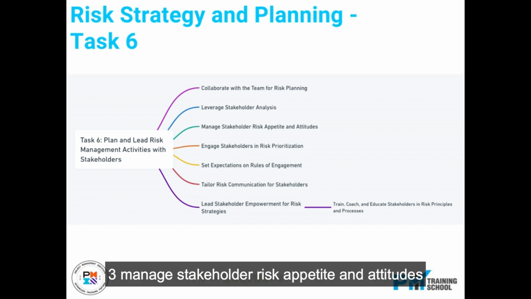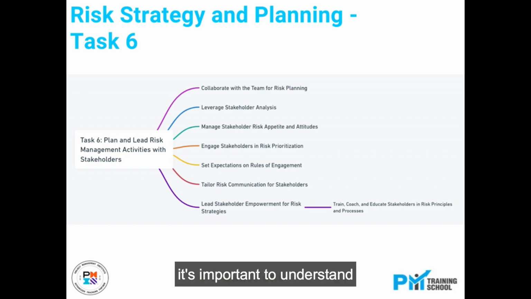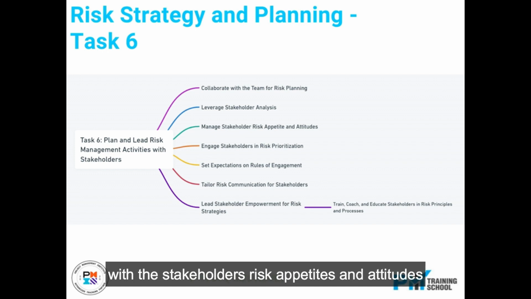3. Manage stakeholder risk appetite and attitudes. Different stakeholders may have different levels of tolerance for risk. It's important to understand and manage these differences to align the risk management strategies with the stakeholders' risk appetites and attitudes.